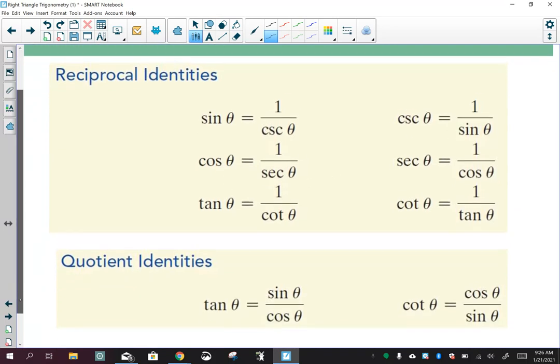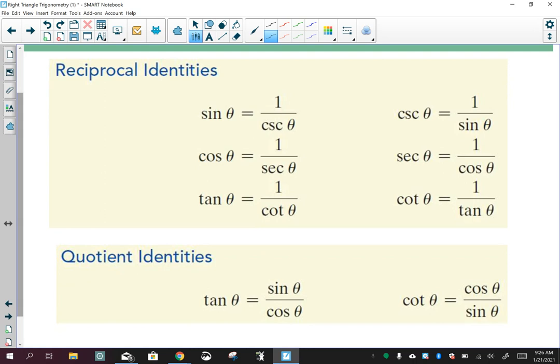And then you have your quotient identities. Quotient only happens with tangent and cotangent, so keep that in mind. If you haven't got a chance to write these down, hit the pause button and go ahead and write these down. Make sure they have these titles here. All right, hopefully you have those in your notes.